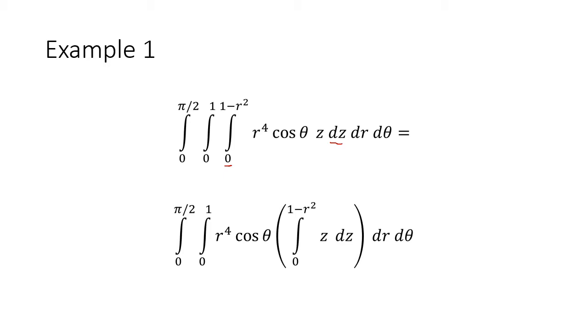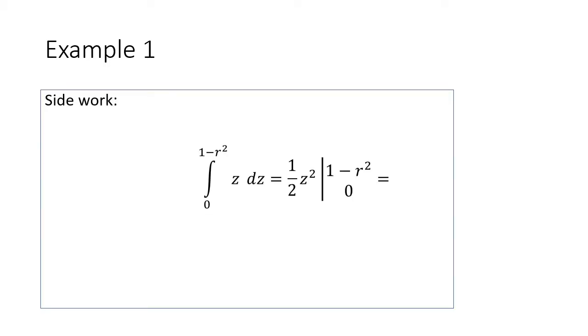And so I need to integrate from 0 to 1 minus r squared of z dz. Again, I can try to keep this all part of the same problem, but I have a double integral and a bunch of other things going on. I think side work is definitely the best way to go about this. So the antiderivative of z with respect to z is, of course, just going to be 1/2 z squared.